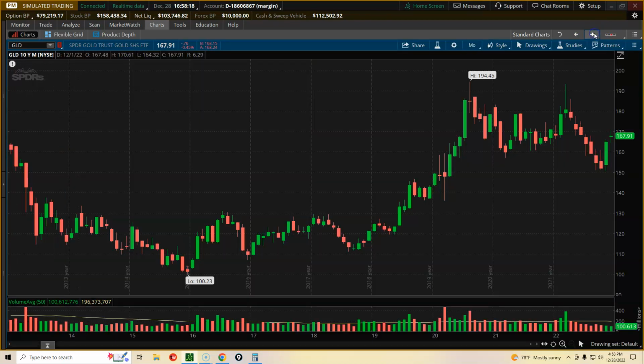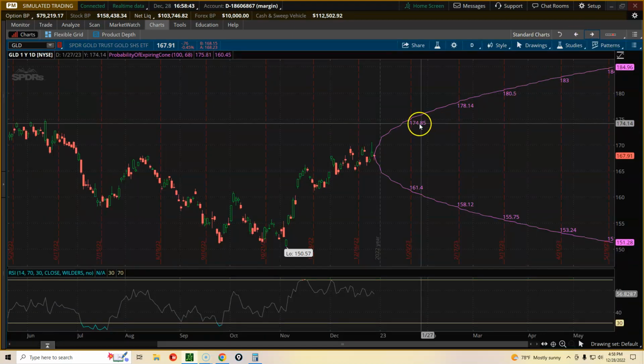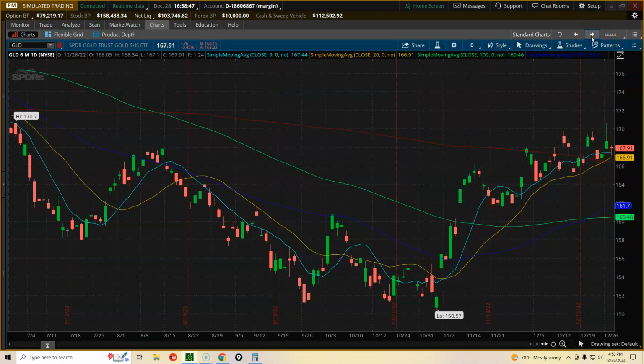Let's take a look at even more. 10 years of information, each candle being 1 month. The low is 100, and the high is that most recent high we looked at on that other chart, so a little bit less than 195. And if you look at a cone of probability, you know what? I'm going to skip doing that at the moment.